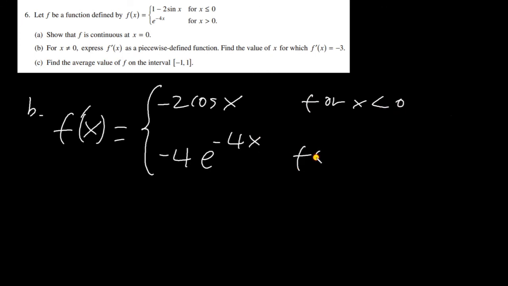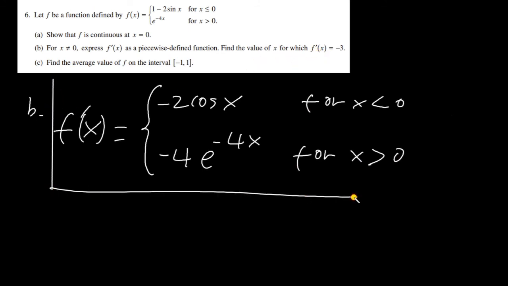Okay, so the derivative of this top side, the derivative of 1 is 0, the derivative of sine is cosine, so it's just negative 2 cosine x. And then this guy, the derivative of e to the negative 4x is negative 4 e to the negative 4x. Okay, and this is for x is less than 0, and this is for x is greater than 0, right? Because they said for x not equal to 0. Okay, so this is that, and then now we need to find the value of x for which f prime of x is equal to negative 3.